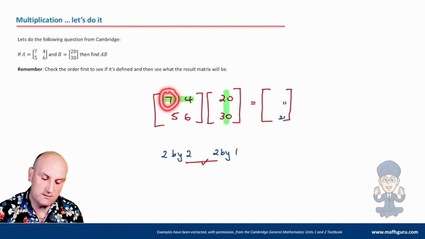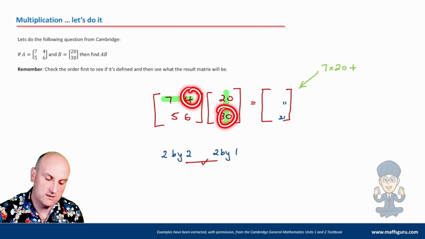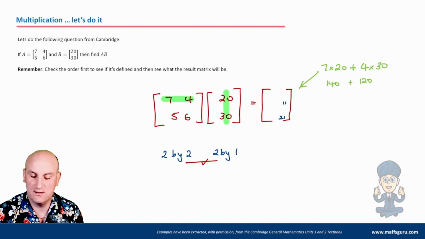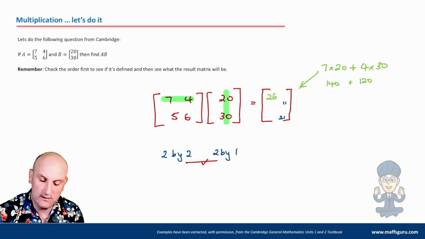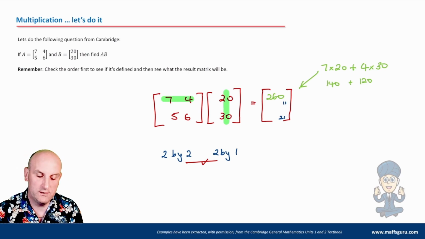So we're going to do 7 times 20, and we add 4 times 30. Well, 7 times 20 is 140. 4 times 30 is 120. Add those together, it gives me 260. So I now know that value there is 260. Ka-ching.